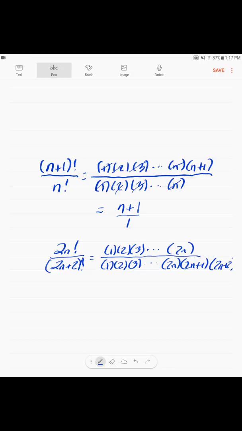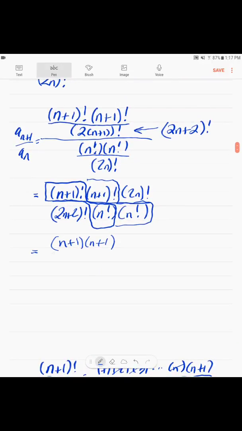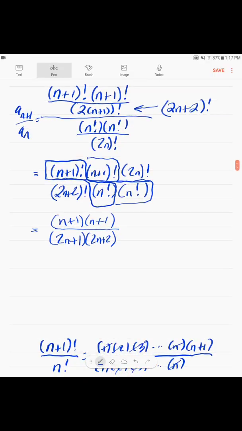So this has 2 extra factors on the bottom, so everything cancels except you'll have a 2n plus 1 and a 2n plus 2 on bottom. So when we return up here, 2n plus 1 and 2n plus 2. Now the other thing in here was taking the limit of that.